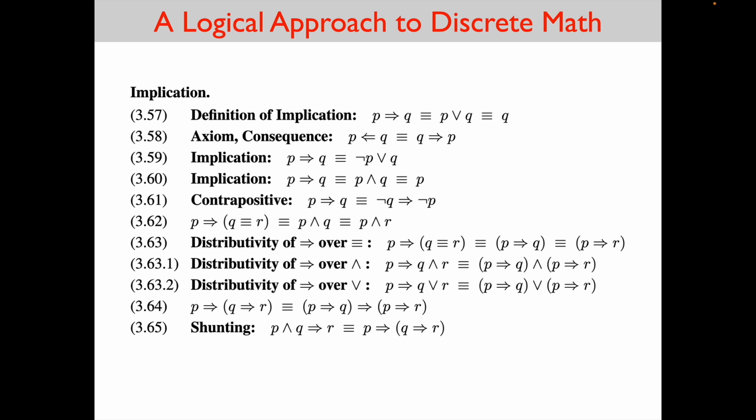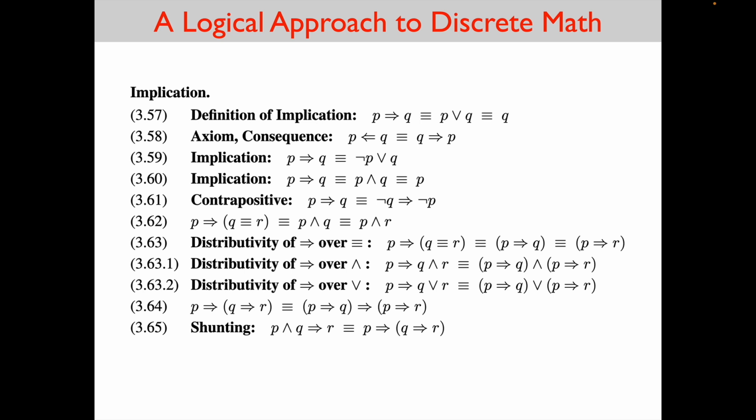These theorems on implication, we just proved 3.62. 3.63 is the distributivity of implies over equivals. So we see that if you have P implies open paren Q equivals R, oh, that's just what we had on the left-hand side of 3.62. Another way to write it is P implies Q equivals P implies R, so it distributes.